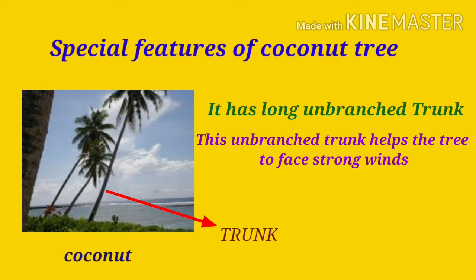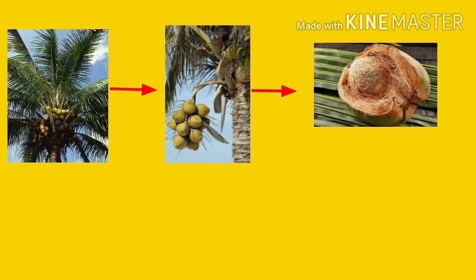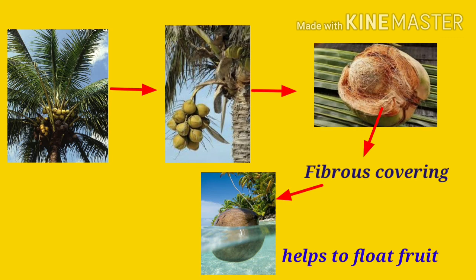This unbranched trunk helps the tree to face strong winds throughout the year. At the upper end of the trunk, it is full of leaves and it is called a crown. Now, how does its fruit look? Yes, it is the coconut which you all see and eat. It has a fibrous covering, which means its outer part is covered with fiber, and this fibrous covering helps it to float on water to far away places.